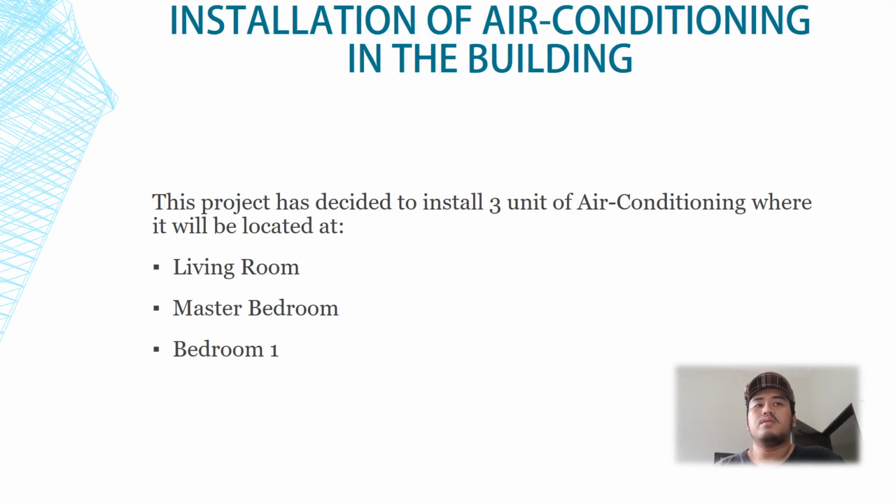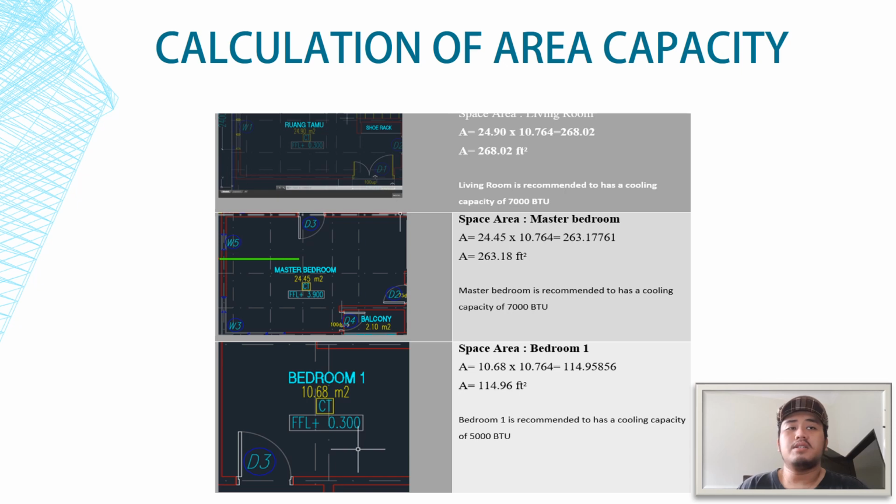So, for the installation of air conditioning in our project, this project has decided to install 3 units of air conditioning, which will be located at the living room, master bedroom and bedroom 1. For the calculation of area capacity, the first one is the living room. For the living room, the area is 268.02 square feet. So this area is recommended to have a cooling capacity of 7,000 BTU.